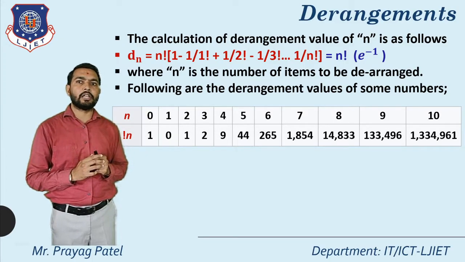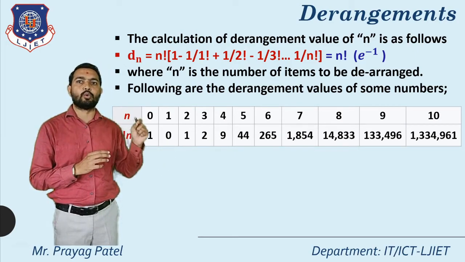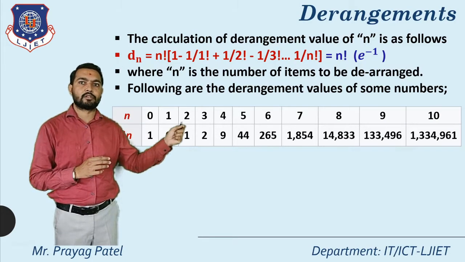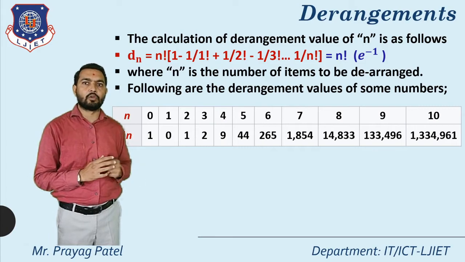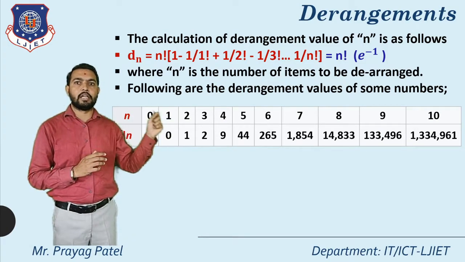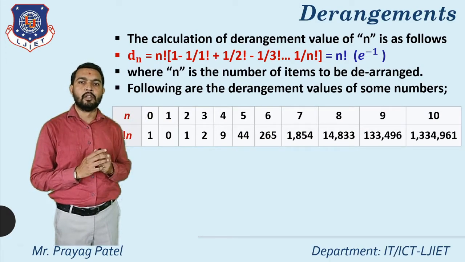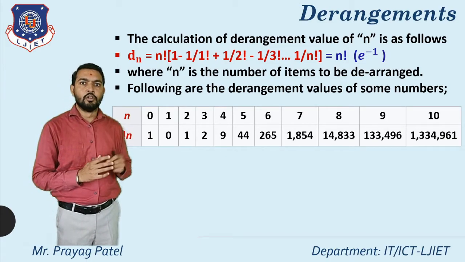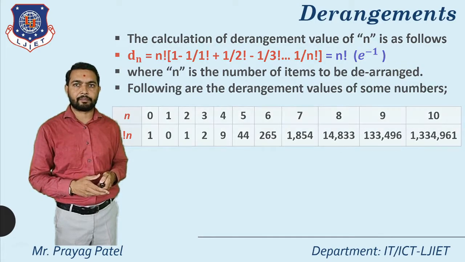Now the dearrangement for the number 3 is equal to 2. We already saw the example: 1, 2 and 3 are the positions and we can arrange these numbers in 2 ways. So D3 equals 2. D4 equals 9. D5 equals 44. D6 equals 265, then D7, 8, 9, 10. So these all are fixed values for the dearrangement. So remember this point for finding the value of the dearrangement.